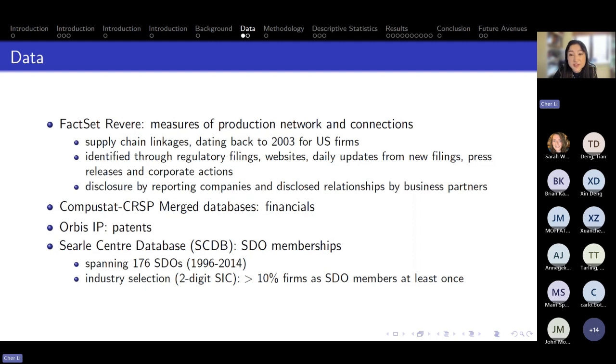The SALES Center data helps track the membership in those 117 different SDOs I talked about between 1996 and 2014. This pretty much covers the totality of all the SDOs that are active in developing ICT standards. So by covering these SDOs and their memberships, that gives us pretty much the universe of the ICT standardization efforts in the world. We also further select our industries based on the percentage of firms who are actually members of these SDOs, to ensure that standardization is actually relevant for those industries.